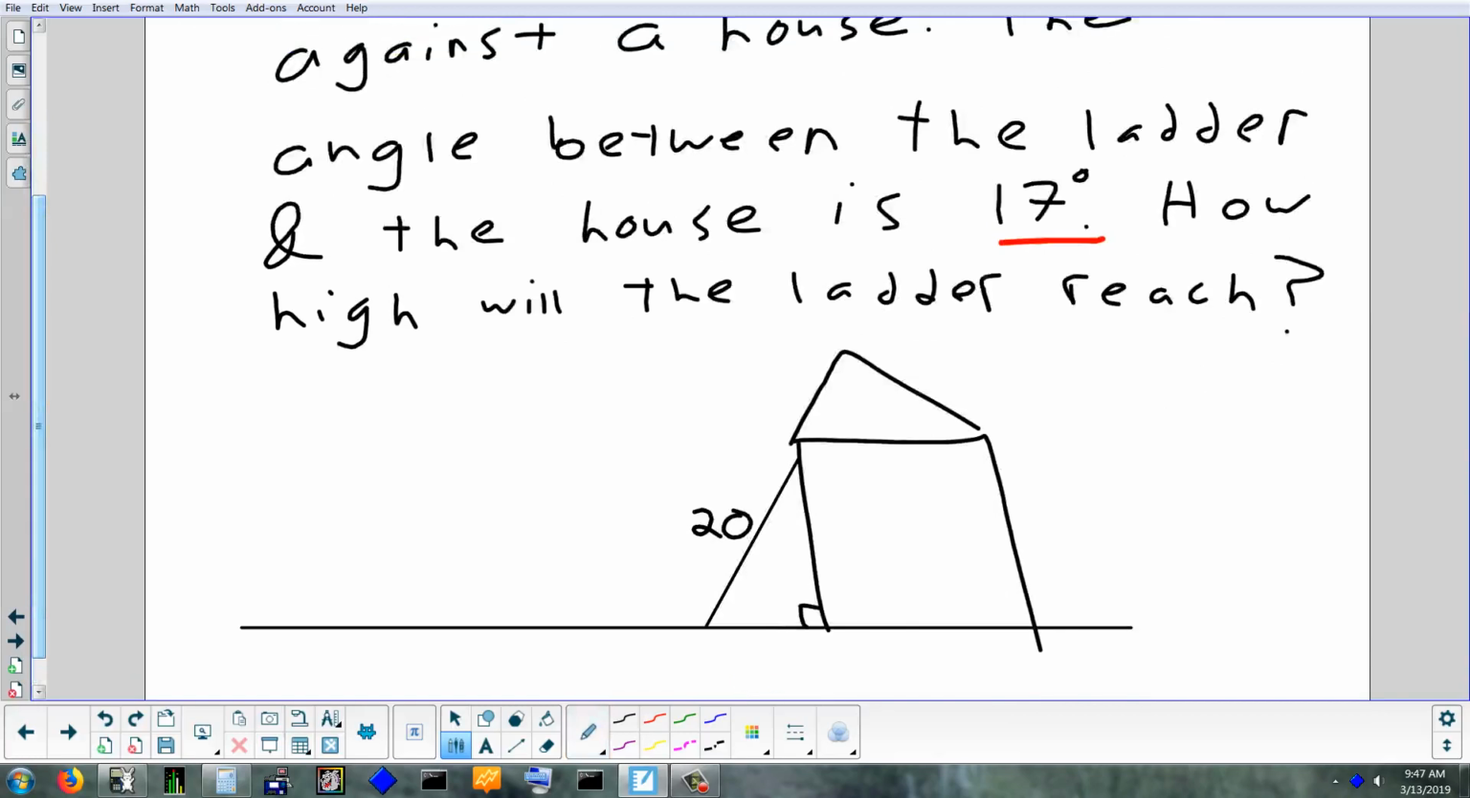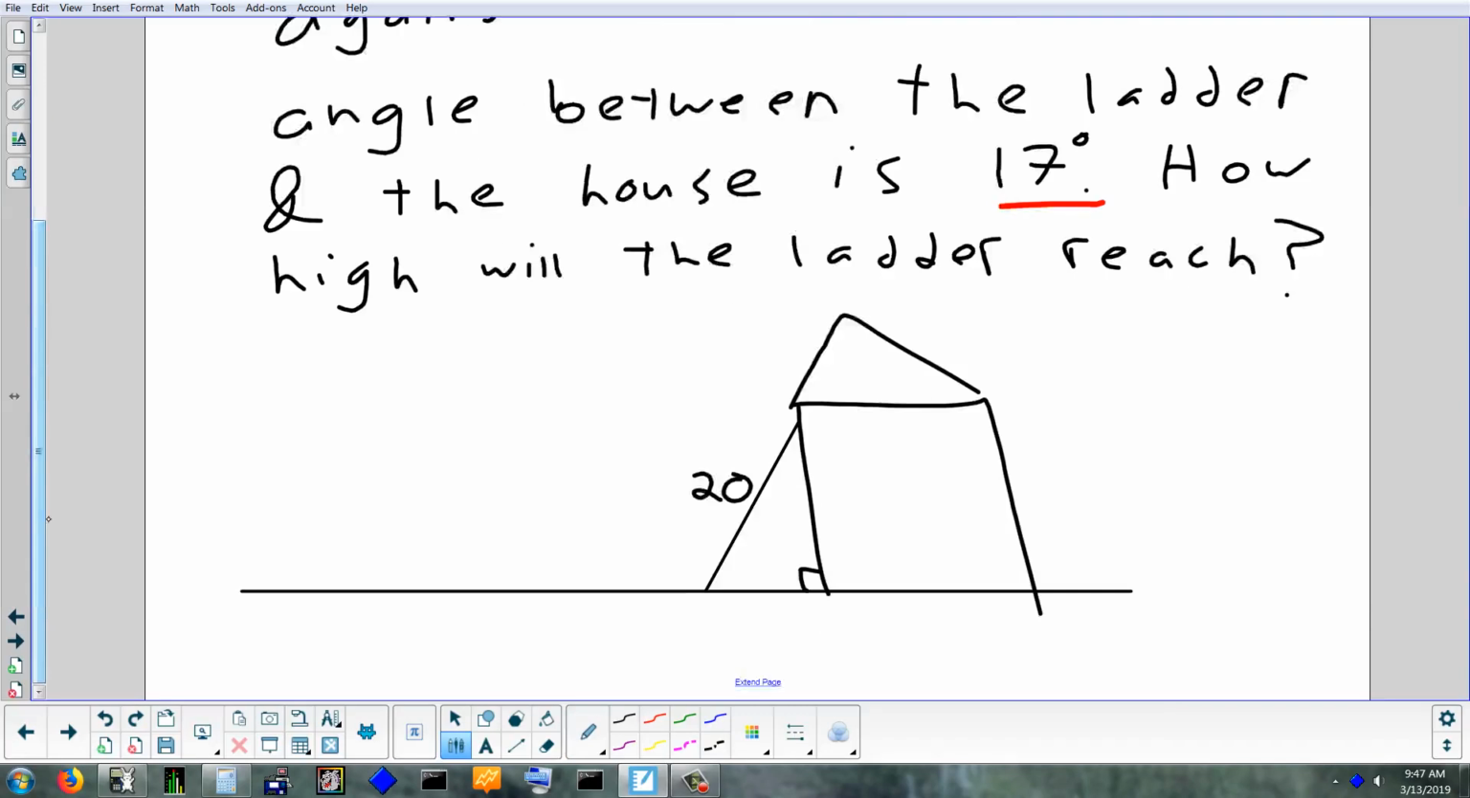And now it says the angle between the ladder and the house is 17 degrees. Where is the ladder and the house? Is that at the bottom or at the top? That's the top. So be careful if they say like the ladder in the ground versus the ladder in the house.